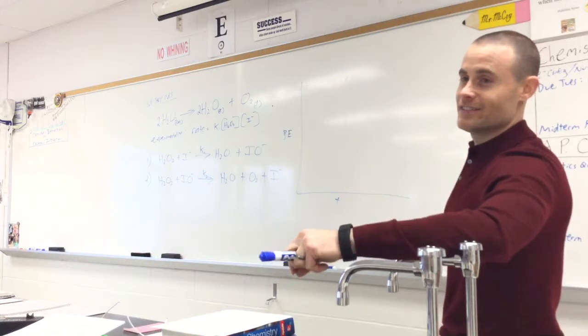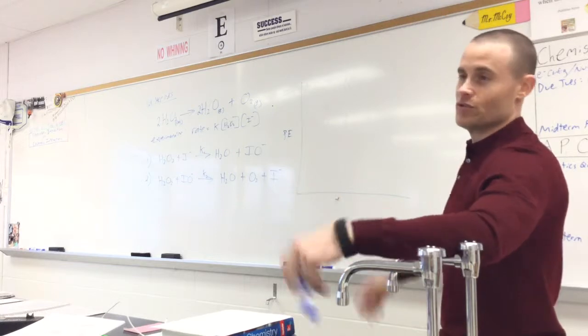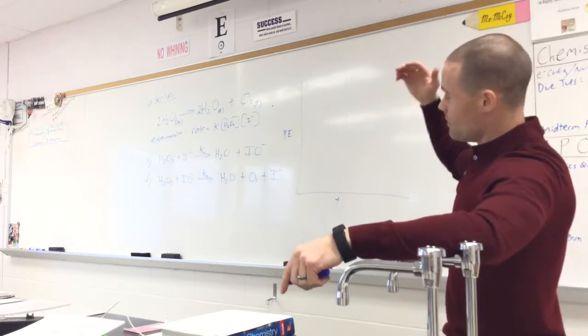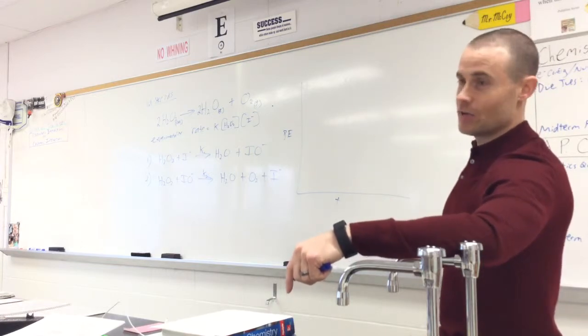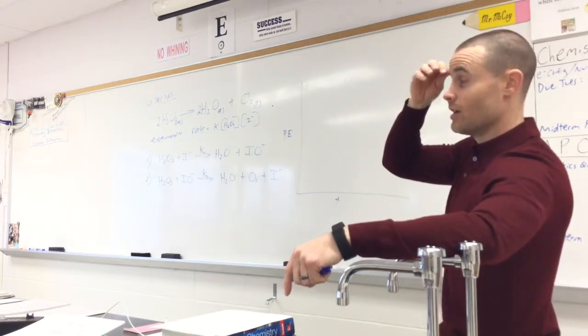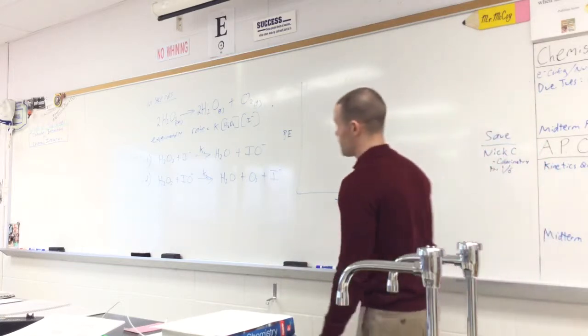Let's do A. I'm just kind of doing this out loud to make the notes a little bit more interesting. I'm not going to write all this down. But why is step 1 the rate determining? How do you know, based on what notes we just took? How do we know step 1 is the rate determining?